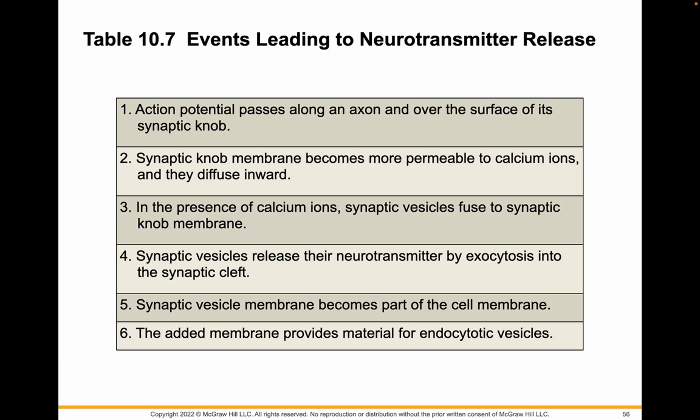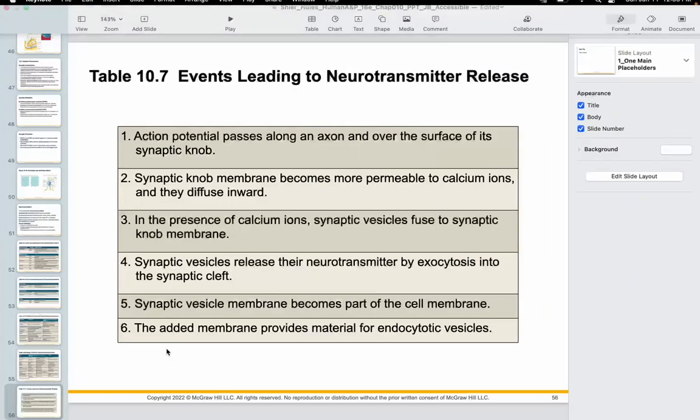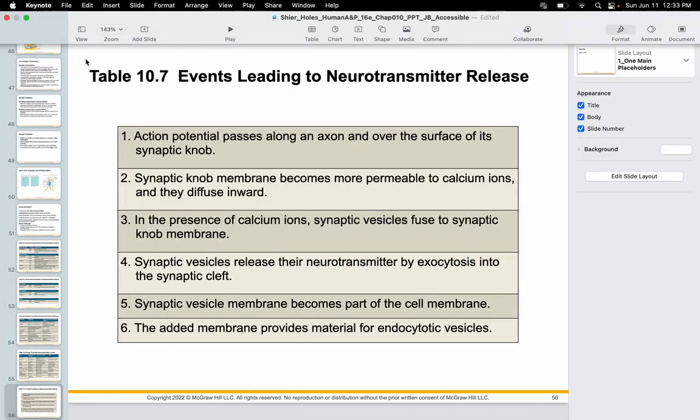Events leading to neurotransmitter release. Okay, so that's a table for you. Let's go ahead and look at that thing I wanted to show you. So let me pull up.